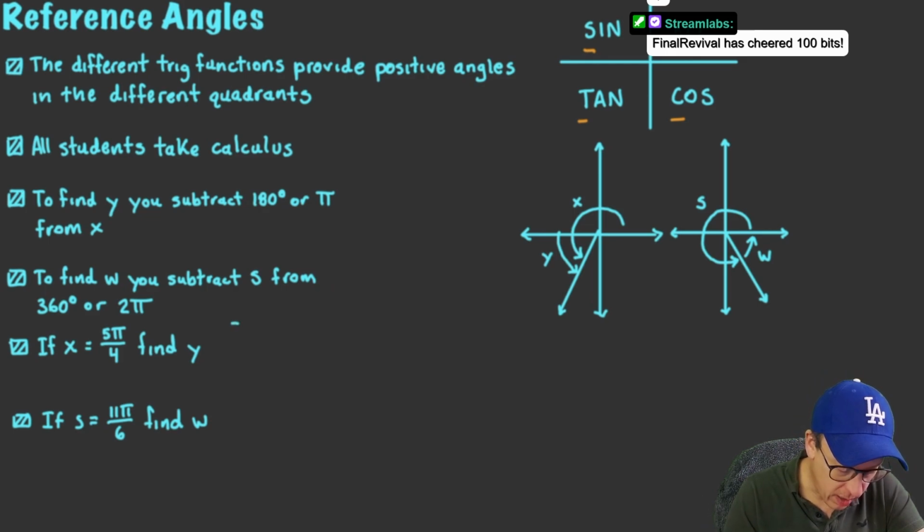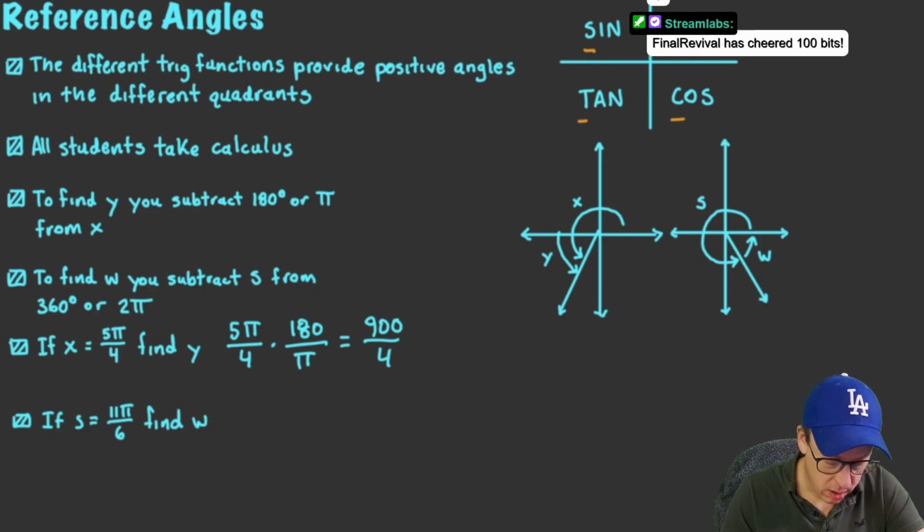So if we have x is equal to 5 pi over 4, and you want to find y, how do you do it? Well, you get your 5 pi over 4 and multiply it times 180 over pi, which gives you 900 divided by 4. And this is going to end up being 225 degrees.